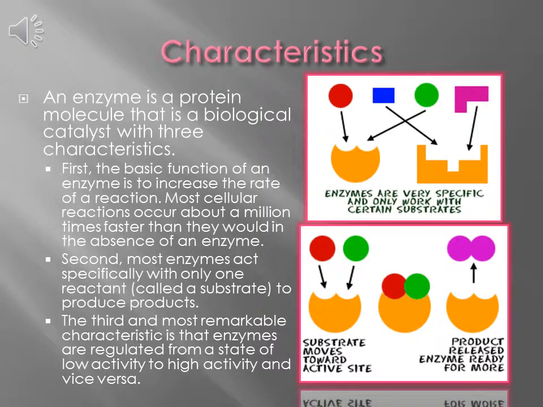Okay, so now we're going to talk about characteristics. An enzyme is a protein molecule that is a biological catalyst with three characteristics. First, the basic function of an enzyme is to increase the rate of a reaction. Most cellular reactions occur about 1 million times faster than they would in the absence of an enzyme. Second, most enzymes act specifically with only one reactant, called a substrate, to produce products. The third and most remarkable characteristic is that enzymes are regulated from a state of low activity to high activity and vice versa.